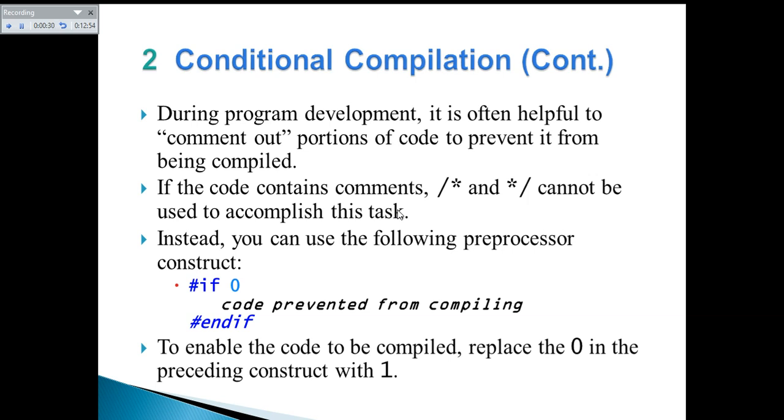#if 0, code prevented from compiling, #endif. So you can write the statements that are going to be prevented from compiling inside the #if 0, followed by the statements that you have to prevent from compiling, and after that you have to write #endif. To enable the code to be compiled, replace the 0 in the preceding construct with 1. So if you write 1 in place of 0, then the code that was prevented from compiling will now be compiled.